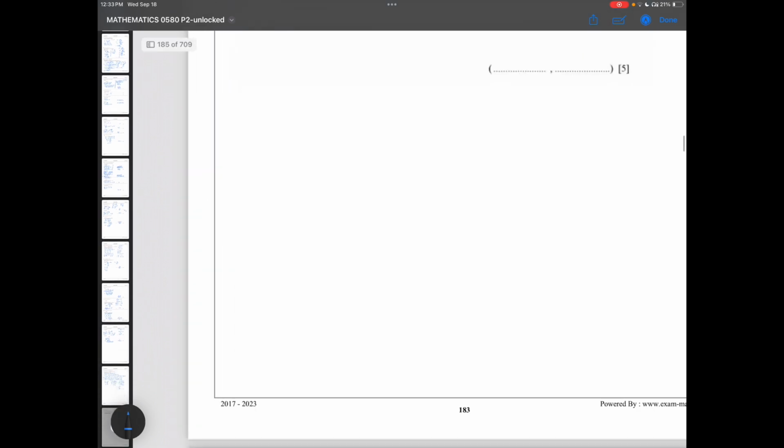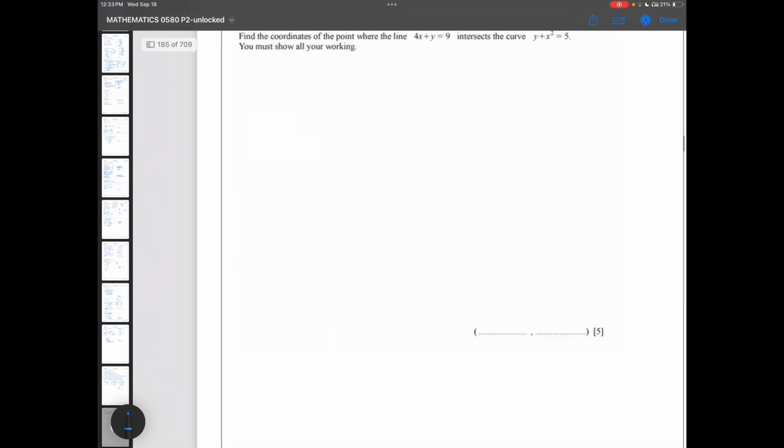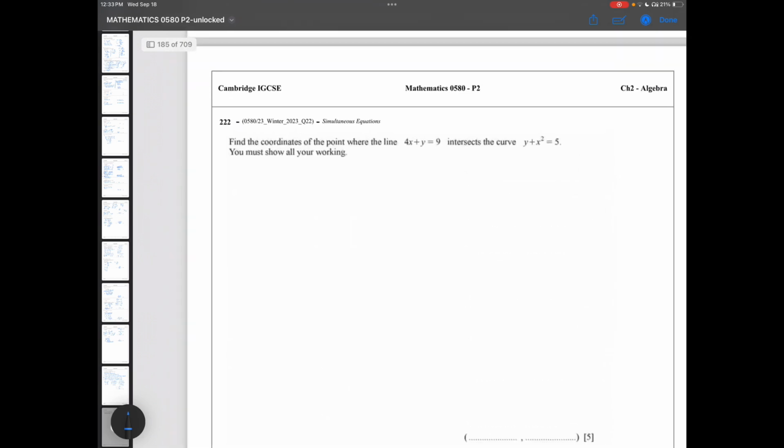Now question number 22. Question number 22 says, find the coordinates of the point where the line 4x plus y is equal to 9 intersects the curve y plus x square is equal to 5. So first, what I'm going to do is, from the equation of the line, let's make y the subject. So y will be equal to 9 minus 4x. So let's put this 9 minus 4x in our curve. In place of y, I write 9 minus 4x plus x square is equal to 5.